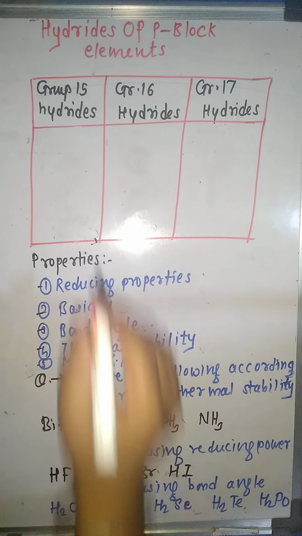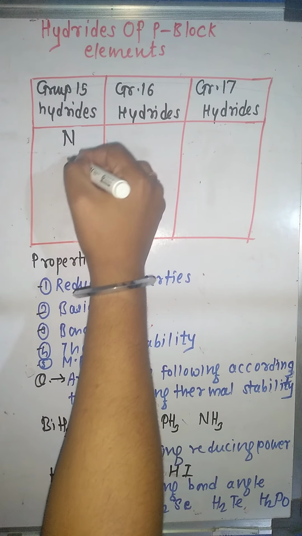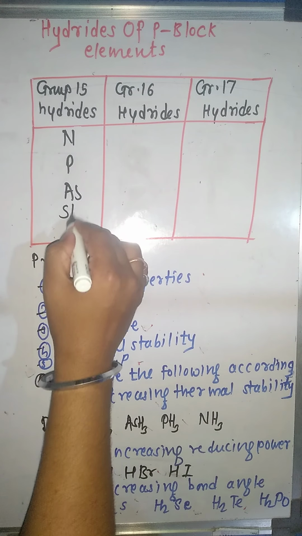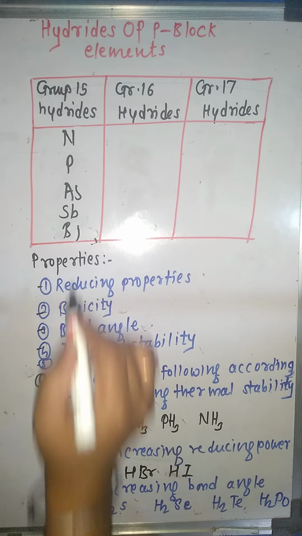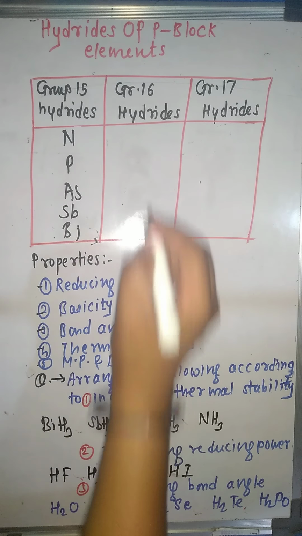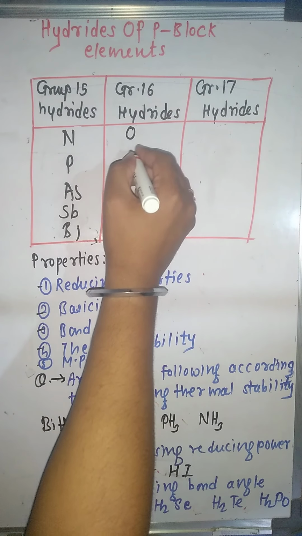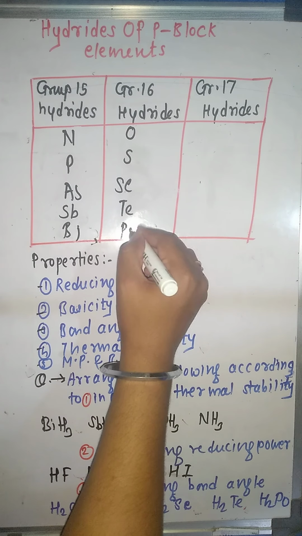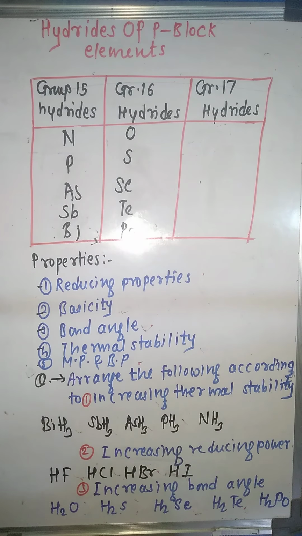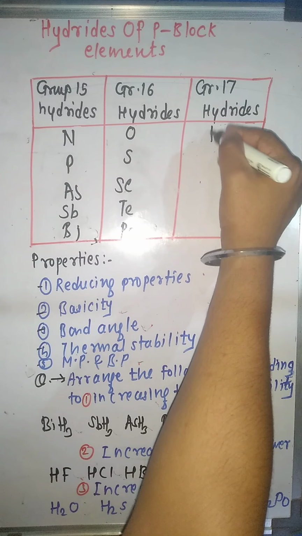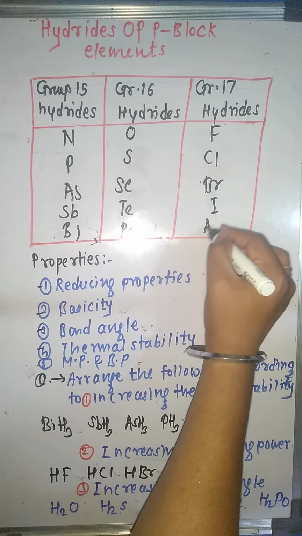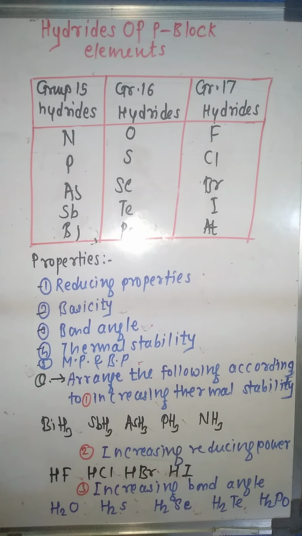Group 15 elements include nitrogen, phosphorus, arsenic, antimony and bismuth. In the same way, group 16 elements include oxygen, sulfur, selenium, tellurium and polonium. In the same way, group 17 elements are fluorine, chlorine, bromine, iodine and astatine. Now, we are going to write the hydrides of these elements.